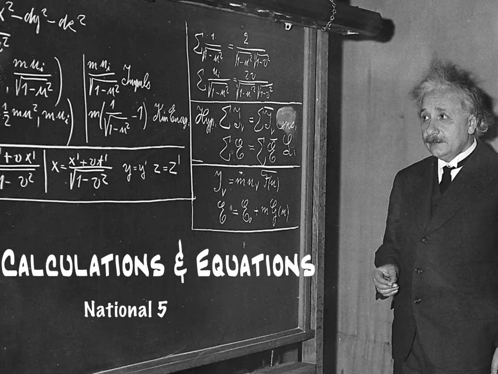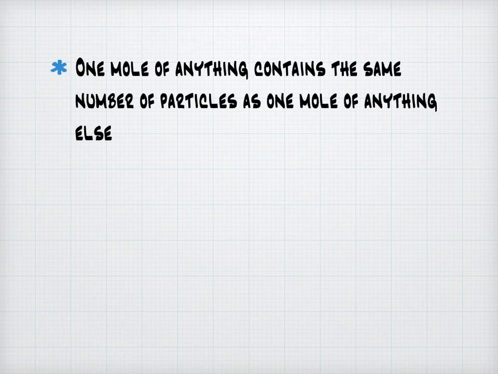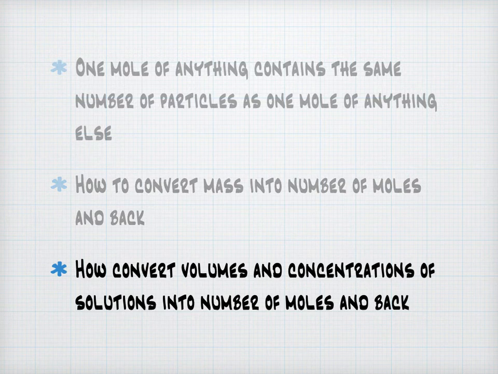If you haven't seen the previous ones, I do urge you to go and look at those first, particularly number 3, because I'm going to have to assume that you know certain things and that you can do certain things. First off, I'm going to need to assume that you know that 1 mole of anything contains the same number of particles as 1 mole of anything else. And by particles there, I mean what the substance is made of. Is that molecules, atoms, ionic units, whatever? I need you to be able to convert mass into number of moles and back if you know the gram formula mass. And similarly for solutions, how to convert volumes and concentrations into numbers of moles and back.